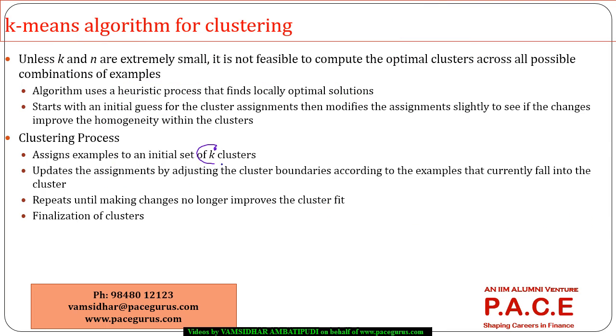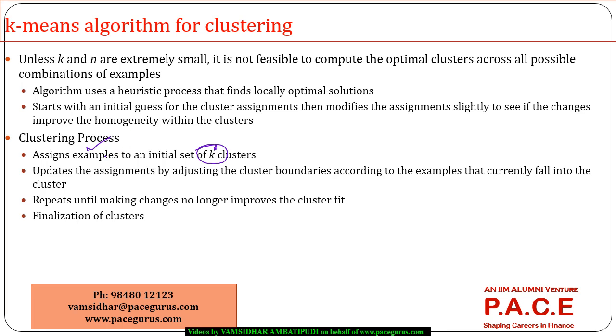So we have an initial set of K clusters. Initially you assign all the examples to this initial set of K clusters, depending on the distance. So whichever cluster is the closest enough to the new observation, new example, try to push it into that particular cluster. So that's the first step.